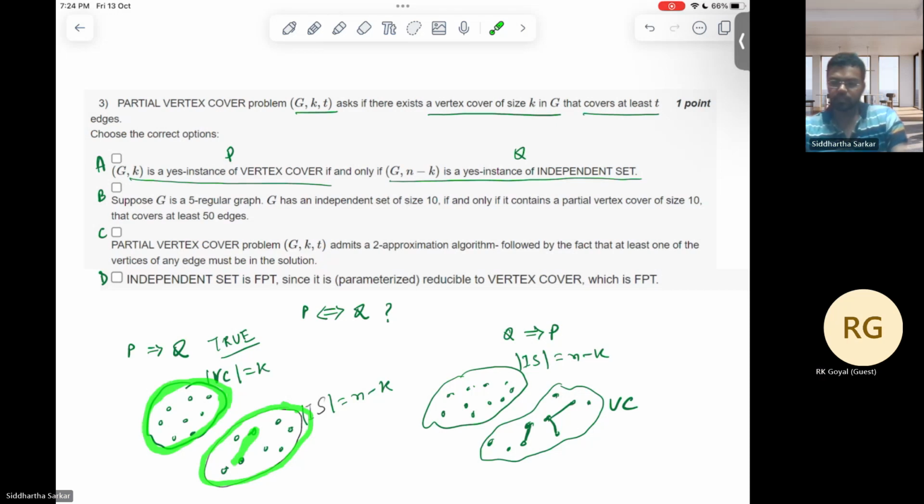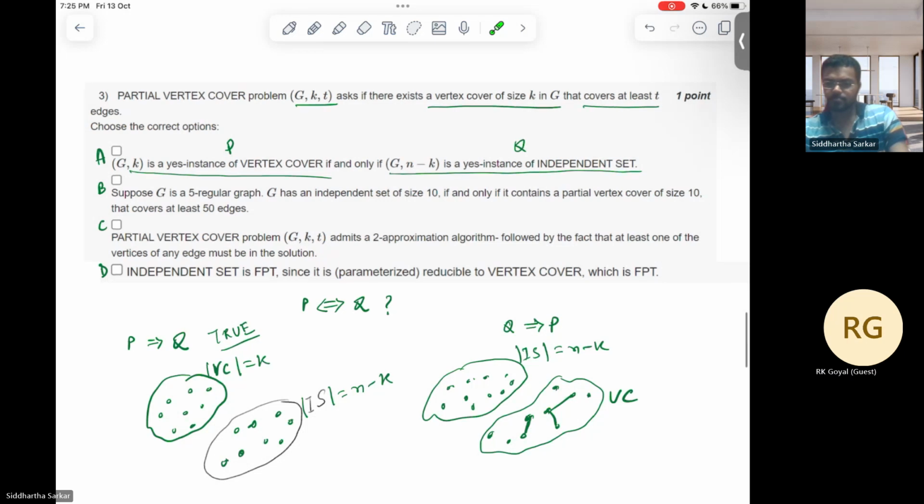So that was the first question: if (G, k) is a yes instance of vertex cover, that means if there is a k-sized vertex cover in G, then there is an n minus k-sized independent set in G. The vertices which are not in the vertex cover are an independent set. Yes, that's right.